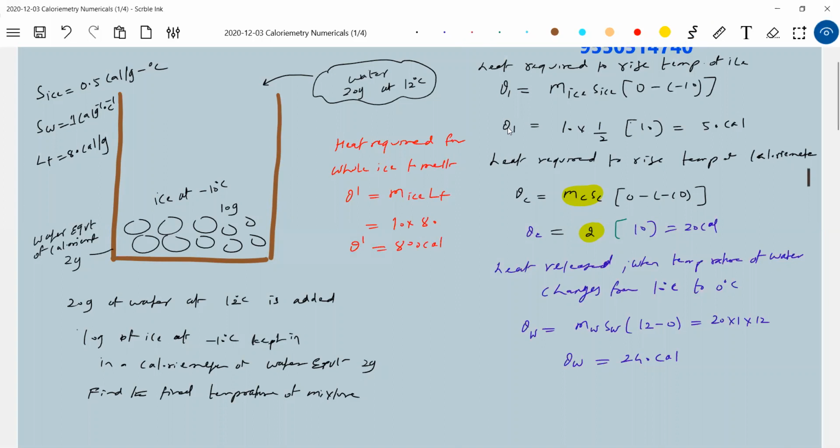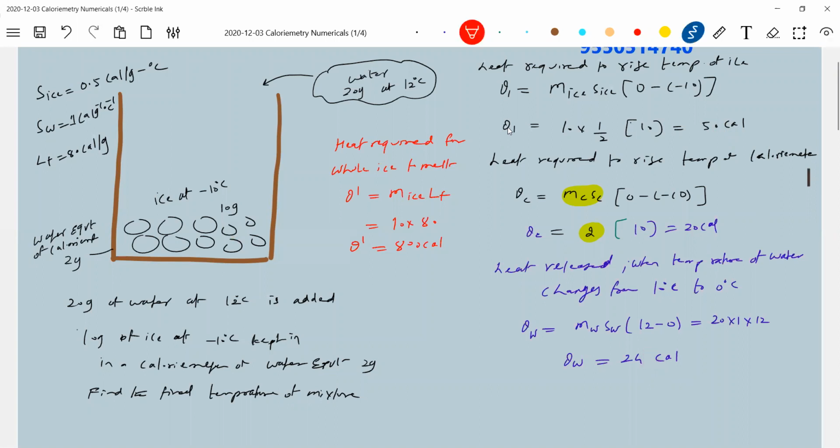But what actually is available? 240. In that 240 calories, 70 calories is used to bring the temperature from -10 to 0. So in 240, if you take out 70, how much will be left over? 170 calories is left over. So that 170 calories, what will happen? That 170 calories is utilized to melt the ice.